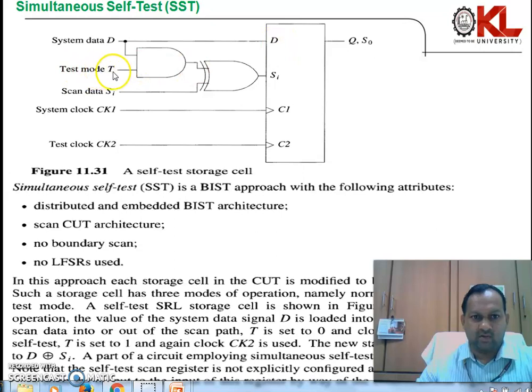In the test mode, T equals 1 and T equals 0, the data is connected to the clock CK2 and simultaneously it works to operate the D flip-flop. In this test mode T equals 1, the test clock CK2 should be connected to C2 and the XOR output should be D exclusive-OR SI. In this architecture, the following attributes apply: distributed and embedded BIST architecture, scan CUT architecture, no boundary scan and no LFSR used.